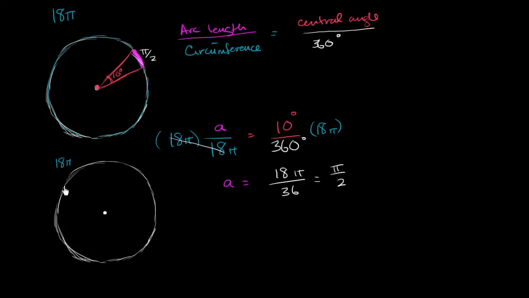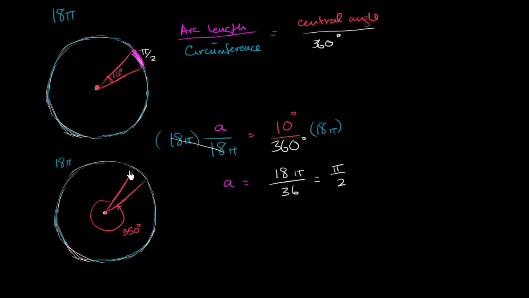But this circumference is also 18 pi. But now I'm going to make the central angle an obtuse angle. So the central angle now, so let's say we were to start right over here. This is one side of the angle. I'm going to make a 350 degree angle. So I'm going to go all the way around like that. So this right over here is a 350 degree angle.